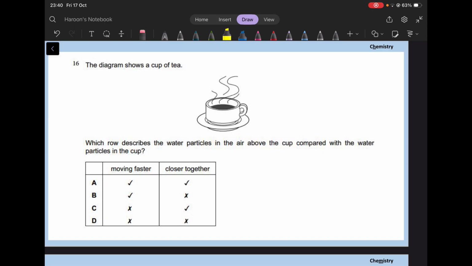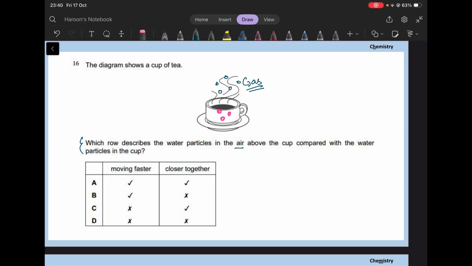So read this statement carefully. Which row describes the water particles in the air? So basically gaseous particles. We have gas over here. They are saying compare these gas particles to the liquid particles that we have inside the container. The reasoning over here would be in reference to these gas particles.